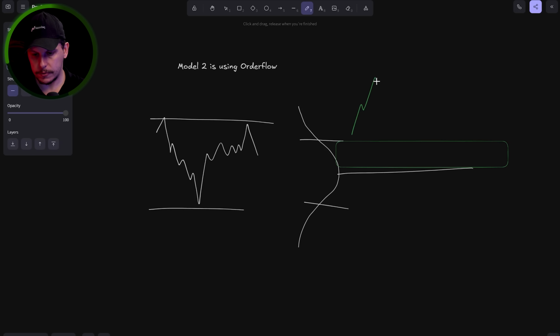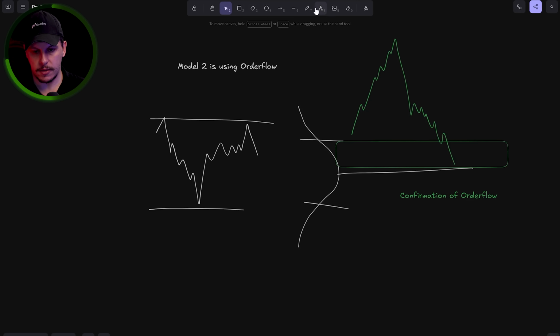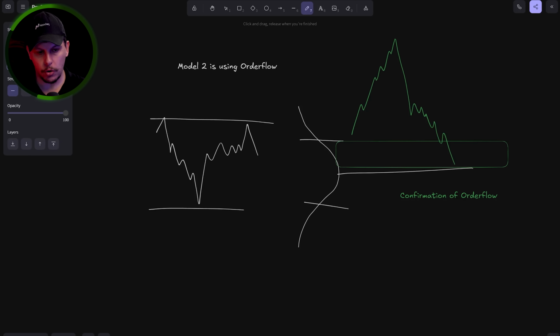We have a breakout, we have the market retracing, and now we can start using the confirmation of order flow, okay? What do I mean? That we can start to see how orders interact at this level. Maybe we have a lot of aggressive sellers here with zero result. This means that there is a big absorption on this level, on the POC, okay? So we can use this as a confirmation trigger to go long.